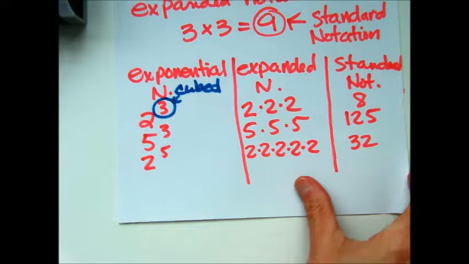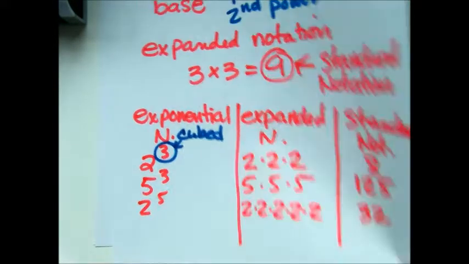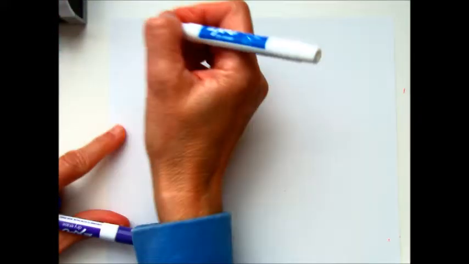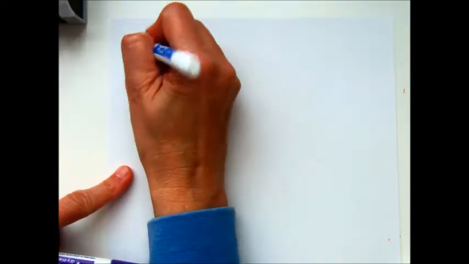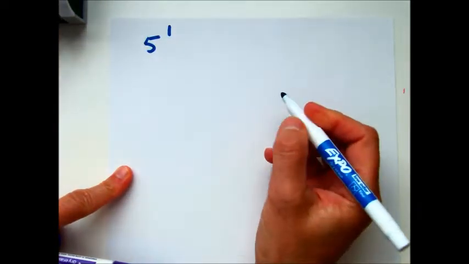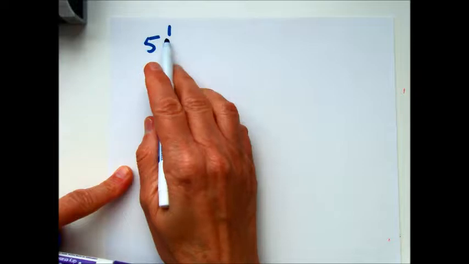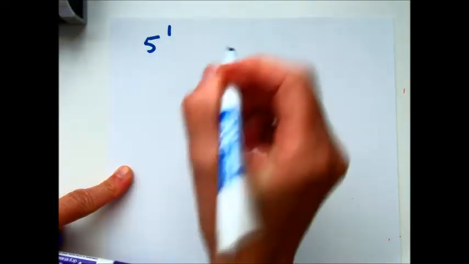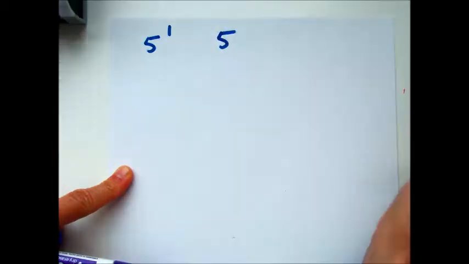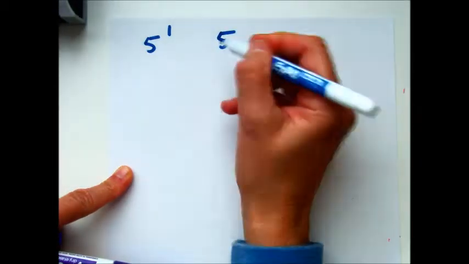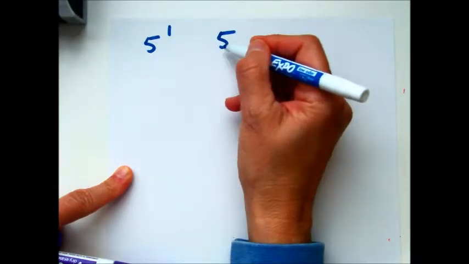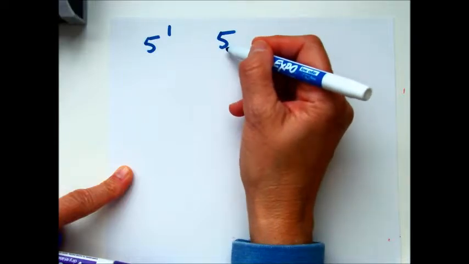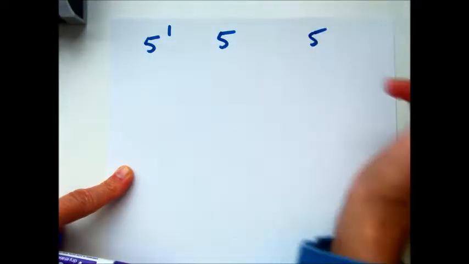Now there's a few other things I want to mention regarding exponents. Sometimes you'll see an exponent of 1. So if we have 5 to the first power, remember that exponent tells you how many times you're going to see the base number in a multiplication problem. So we're only going to see it once. So that would be the expanded notation. You're only going to see it one time. The standard would be 5.